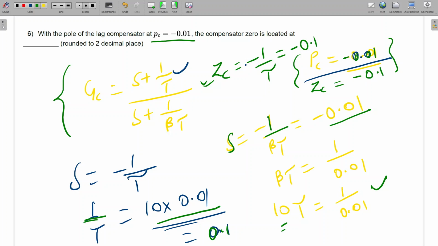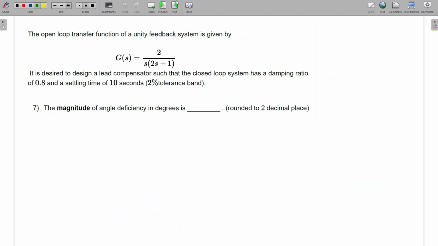Okay, moving to the next question. The same transfer function is given with unity feedback. It is desired to design a lead compensator such that the closed loop system has a damping ratio of 0.8 and settling time of 10. Based on this, we need the magnitude of angle deficiency in degrees.